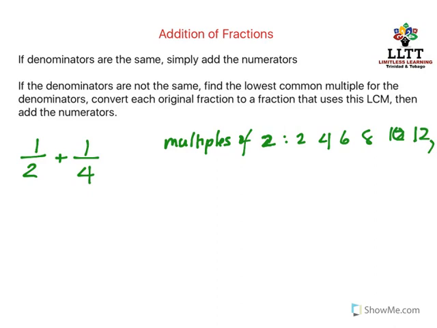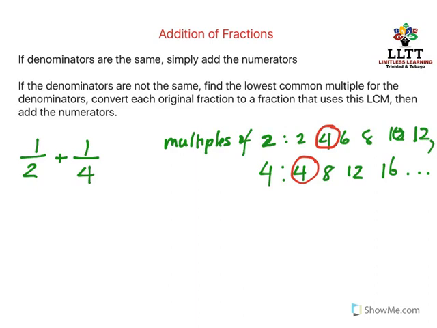And then I'm going to look at multiples of 4. Multiples of 4 would be 4, 8, 12, 16, and so forth. So I'm looking at these sets of multiples, and I'm looking for the lowest number that they have in common. Well, that's going to be 4. So the lowest number that they have in common is 4.